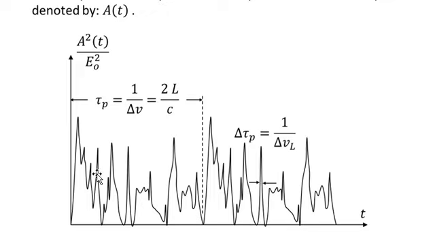So you can see that you can look at this pattern. This is a randomly occurring pattern. You can see that spikes are occurring randomly. For example, this spike; these are spikes occurring randomly. But you know that after a time tau p, which is equal to 1 over delta nu, and this delta nu, you know that the separation between two consecutive modes is given by c over 2L, and since delta nu is in the denominator, we have 2L over c. So this is tau p.